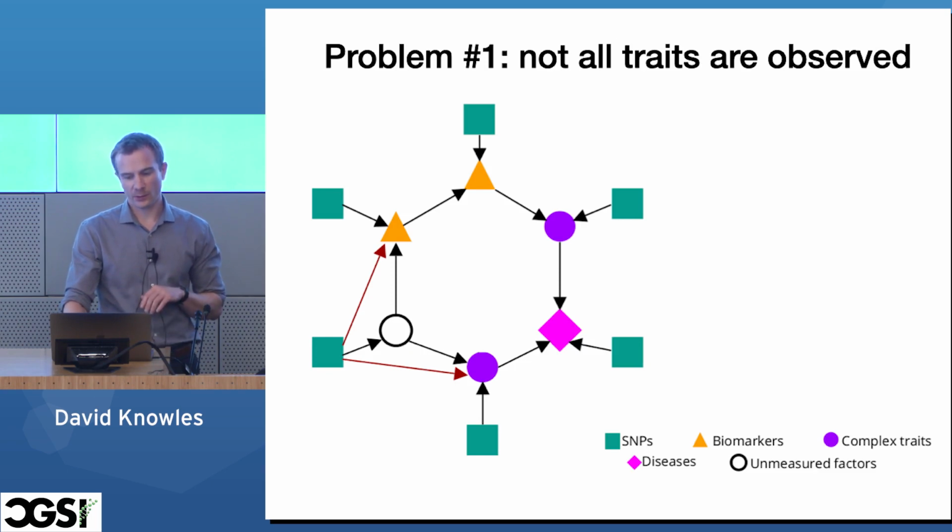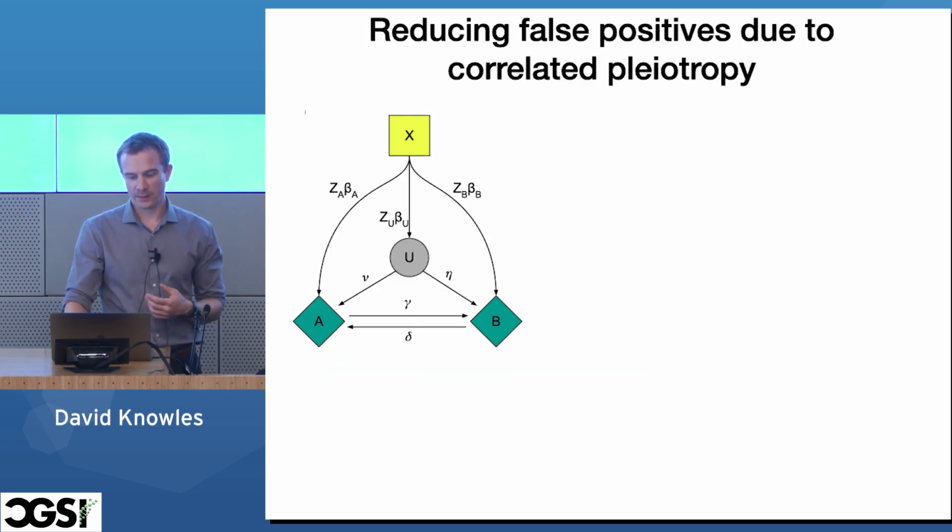So the first issue we need to deal with is not all traits are going to be observed. And so this issue sometimes gets called correlated pleiotropy, and the model that Brielin developed to think about this is shown here. So here X would be our genotypes, SNPs and instruments. Then A and B are two traits that we're looking at. And we're going to consider both the possibility that A causally affects B and also that B causally affects A. And we're going to think about there being a confounder U, which itself can have a genetic component.